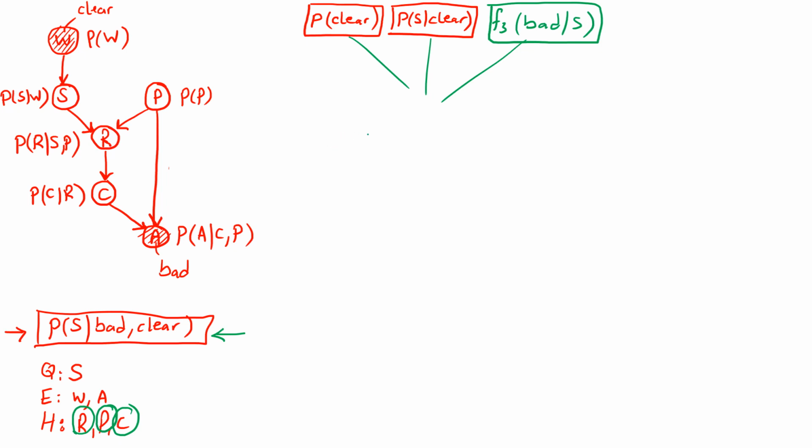Mustafa. Not P. So what do you mean by P? You get a factor, right? Okay, so we'll call it F4. F4, it's a factor of what? Clear, S, bad. Do you have any question?